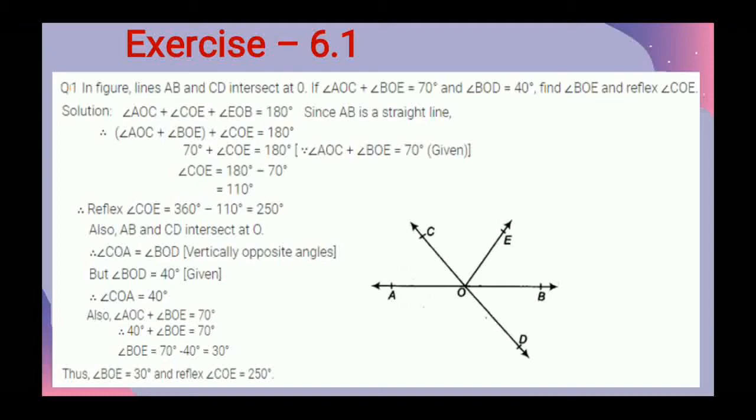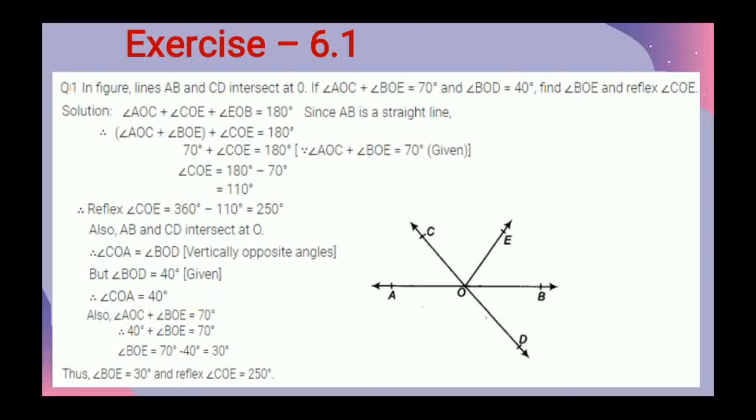360 is the complete angle, 360 degrees. Also AB and CD intersect at O. So angle COA is equal to angle BOD, vertically opposite angles. But angle BOD is equal to 40 degrees, given. Therefore angle COA is equal to 40 degrees.